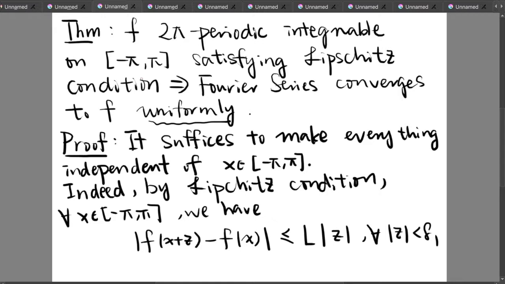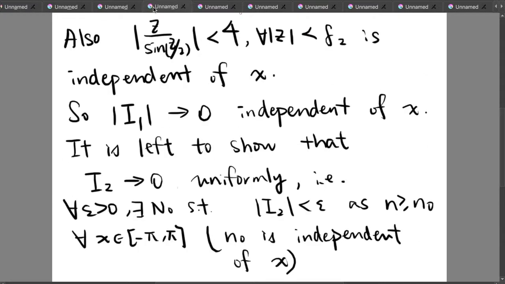Indeed, by the Lipschitz condition, for all x inside the interval negative pi to pi, we have the absolute value of f(x+z) minus f(x) is smaller than or equal to L times the absolute value of z for all z with absolute value of z smaller than delta 1. And we see that the previous statement is indeed independent of x.